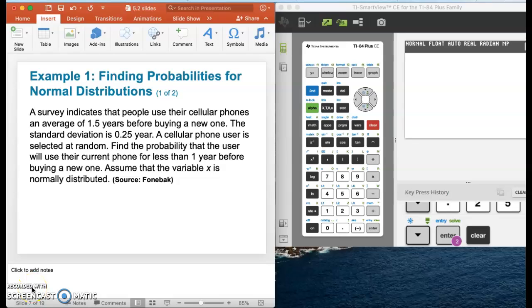Hi, in this video I'm going to show you how to use the TI-84 calculator to find probabilities for normal distributions in Chapter 5.2. Let's start by looking at example 1.